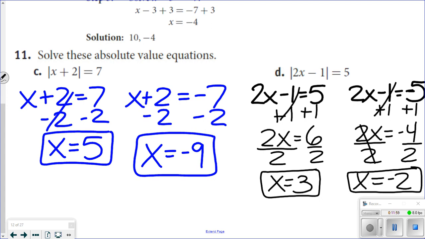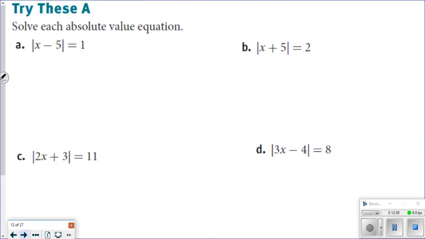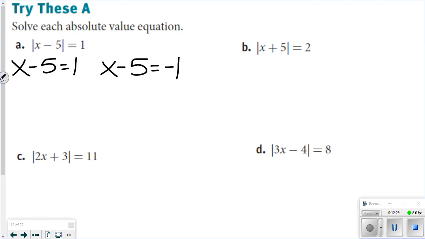All right, turn your page to 52. And notice, I want you to work on the try these A. So I want you to solve all of these questions. You can do it. Pause the video and take the time to do that. All of these absolute value equations are isolated. So immediately we're just going to drop the bars and we're going to solve.